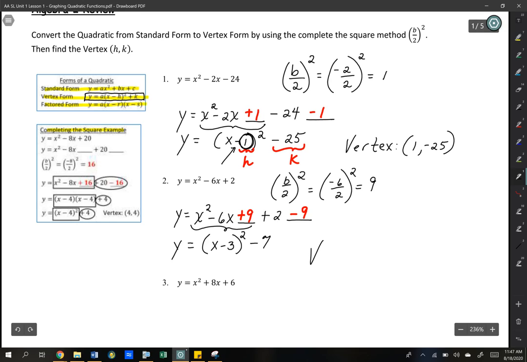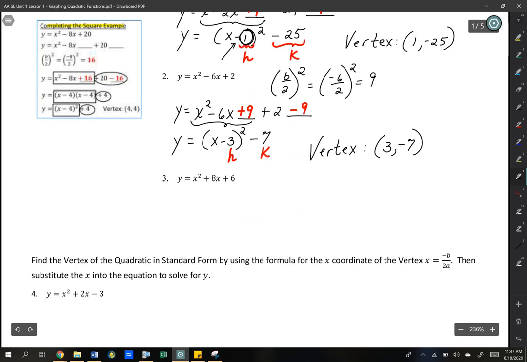That means our vertex, right, this is our h, this is our k, is going to be 3, -7. All right, let's do another one. B over 2 squared. B is 8.